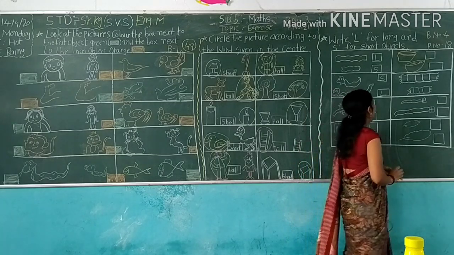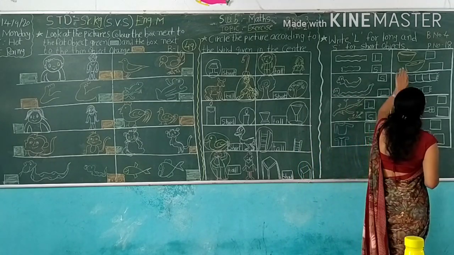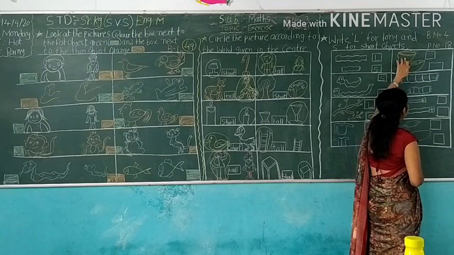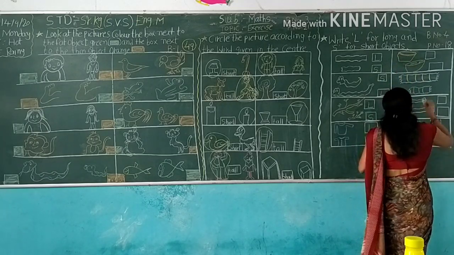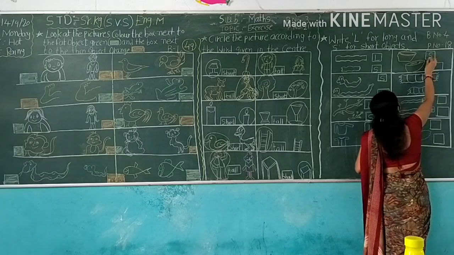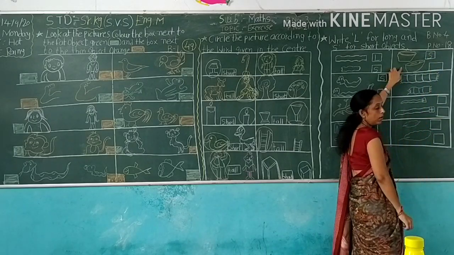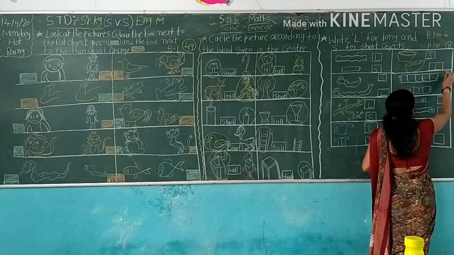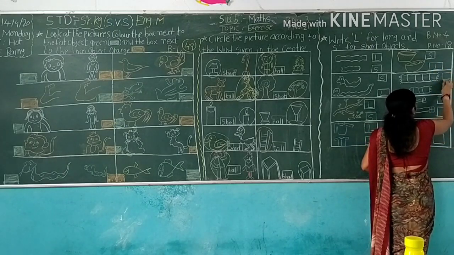Okay. And look here. Which object is long? This? No, this object is short. So here we write S. And which object is long? This object. So here we write L for long. Okay.